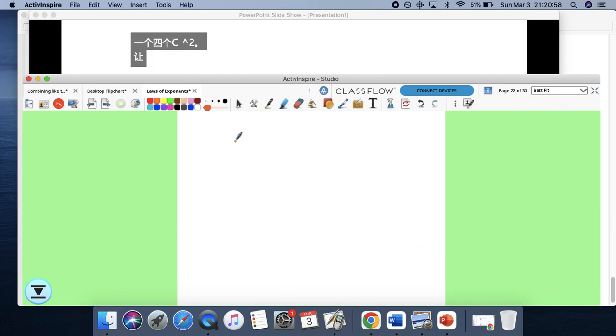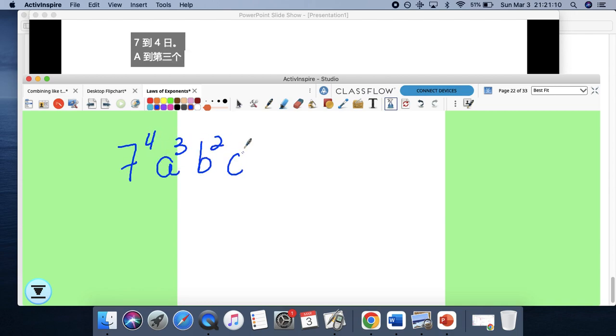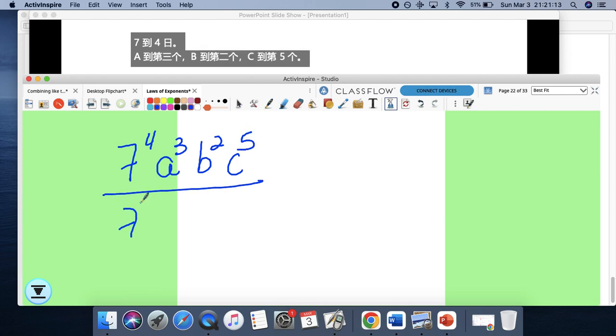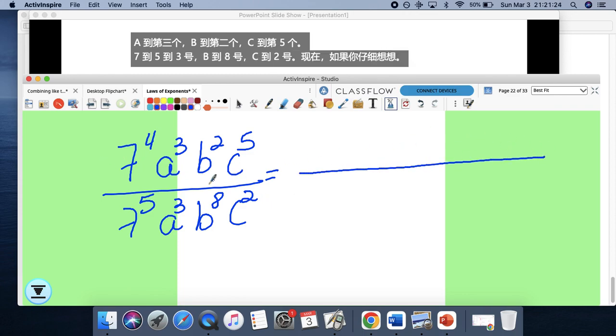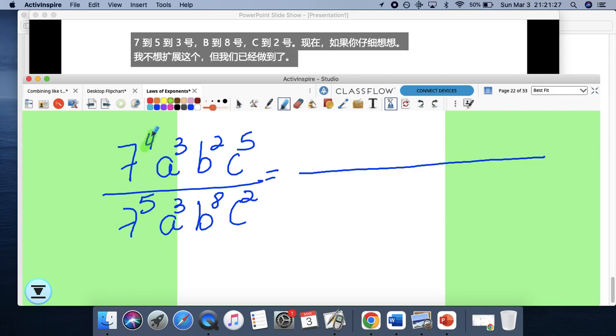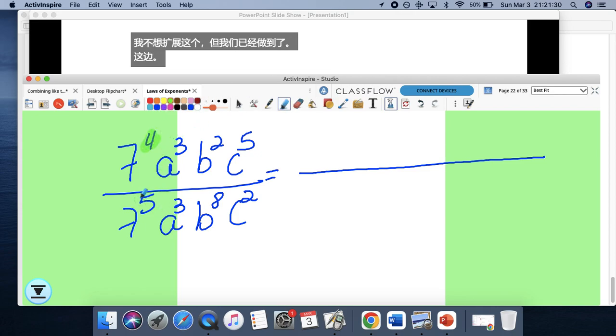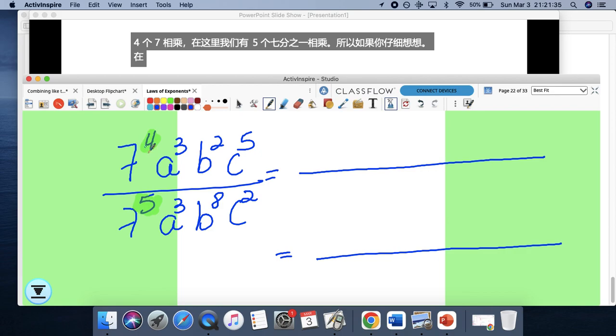Let's do another one. 7 to the fourth, a to the third, b to the second, c to the fifth, divided by 7 to the fifth, a to the third, b to the eighth, and c to the second. Now, if you think about it, I don't want to expand this, but over here we have 4 7s being multiplied, and over here we have 5 7s multiplied. So where are we going to have 7s left over, top or bottom? Well, it's going to be 1 7 at the bottom.